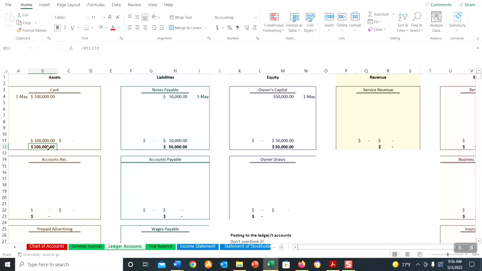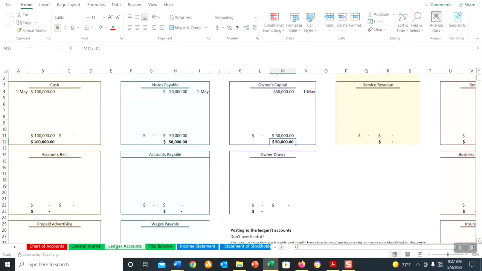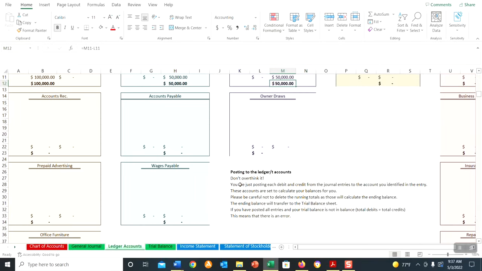You'll notice too that some accounts have debit balances, whereas other accounts have credit balances. So once we've posted all of our journal entry information to the specific affected accounts and we have final account balances, then we'll transfer debit account balances into the debit column of our trial balance and credit account balances to the credit column of our trial balance. We left some notes for you in the T accounts page as well. First, it says don't overthink it. That's easy to do. You're just posting each debit and credit from your journal entries to the account that you identified in the entry.